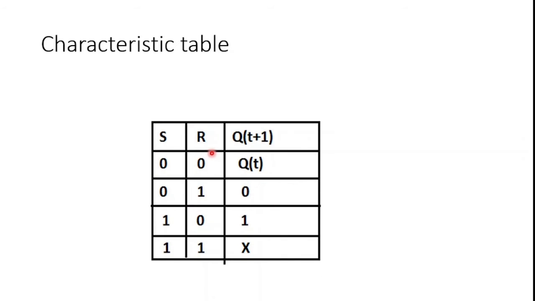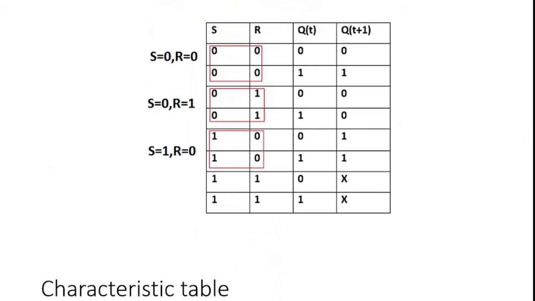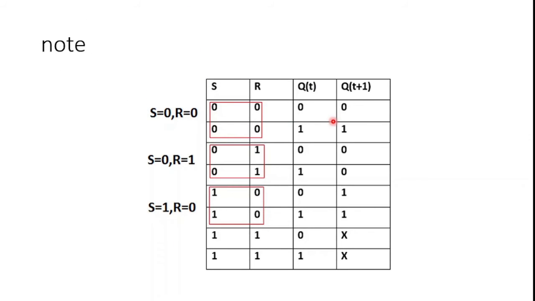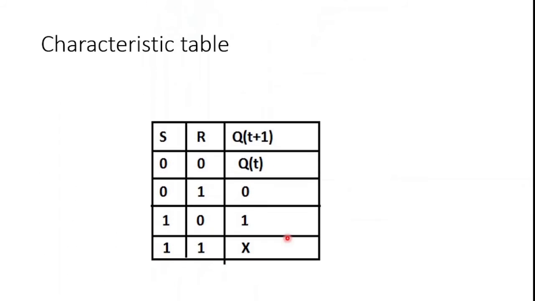Now the characteristic table. As I have mentioned, when S and R both were 0, the Qt plus 1 was absolutely identical to Qt, just like I showed in the truth table. Like this one, the whole thing has been simplified by the characteristic table. So when S equals 0, R equals 1, Qt plus 1 will always be 0. And when S equals 1, R 0, then Qt plus 1 is always 1. So it's just the simplification of the truth table that we just saw.